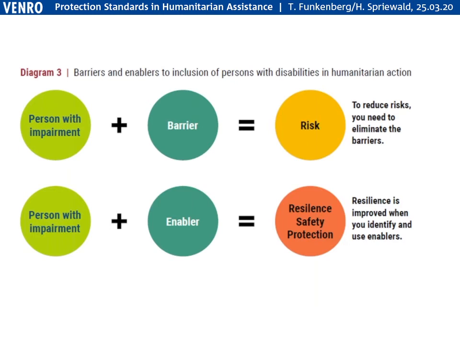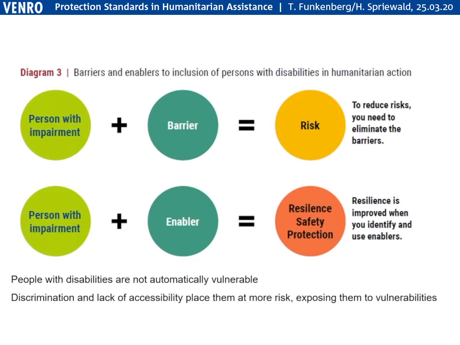What does that mean? In inclusive humanitarian action, in general, we talk about, on the one hand, removing barriers as much as possible and setting up enablers, and on the other hand, addressing specific requirements of persons with disabilities and ensuring their empowerment and meaningful participation.